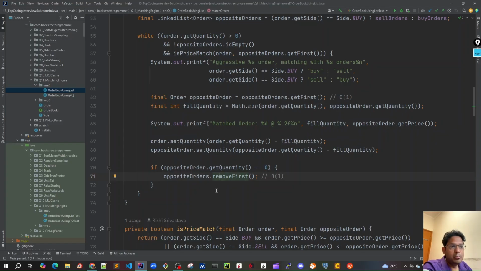And we are only going to remove the opposite order from our order book, which is at the head right now, when the quantity is 0, which means that it's totally filled. Then we don't need to keep it in our data structures, and we remove it.